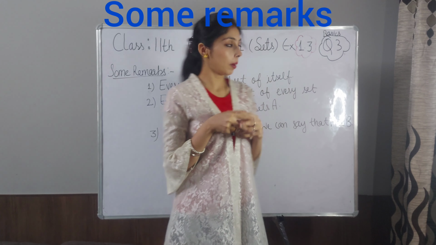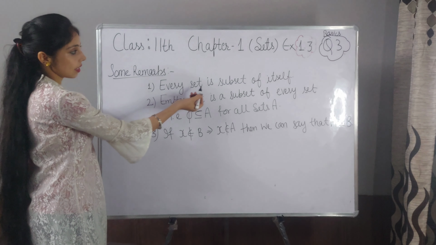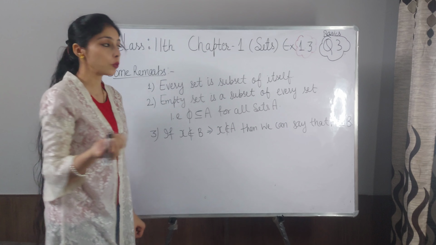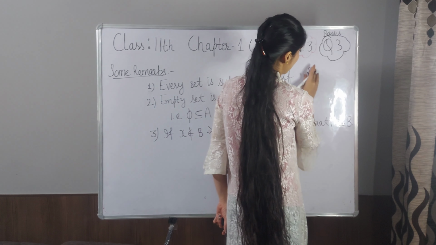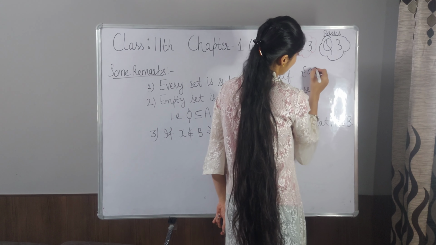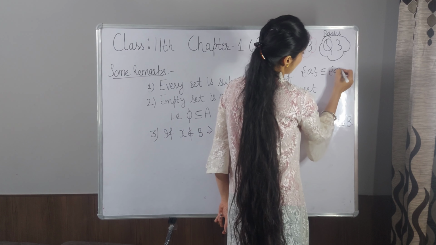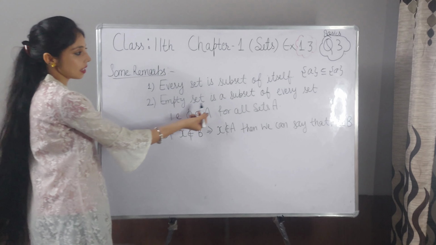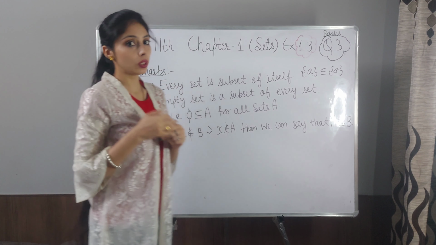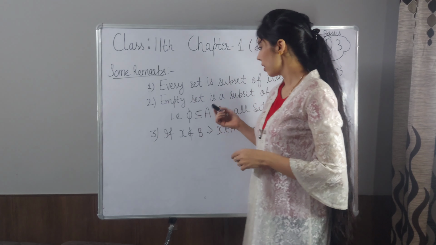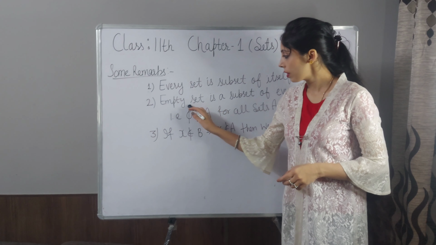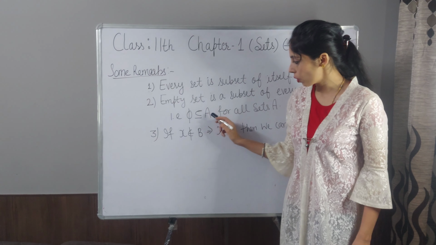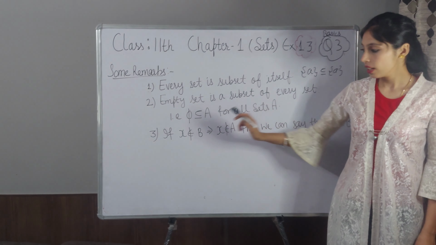Now let's see some remarks. Every set is a subset of itself. If we have any set, then it is a subset of itself, because we can write A is a subset of A. Next, the empty set is a subset of every set. We know the empty set has no element, so this set is a subset of every set. That is, phi is a subset of A for all sets A.